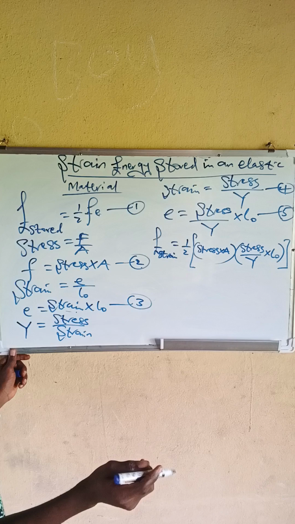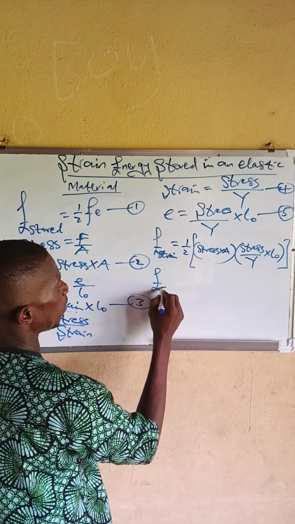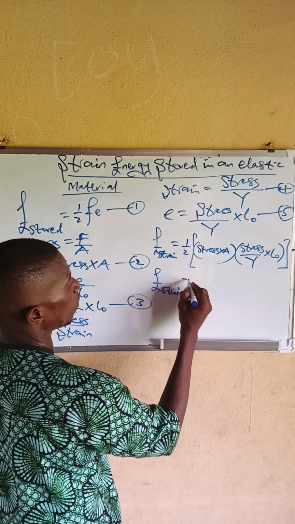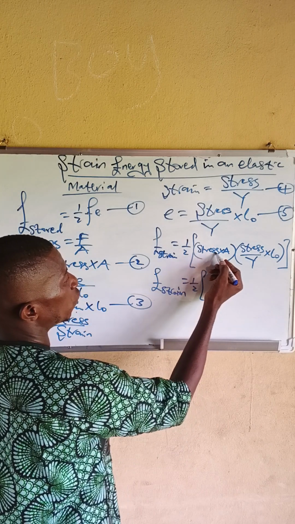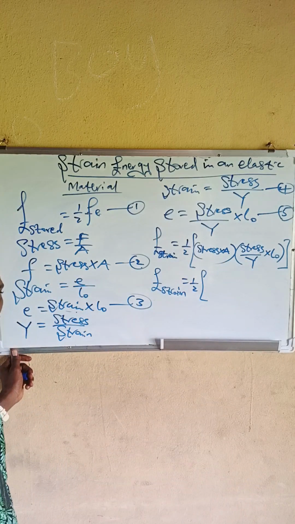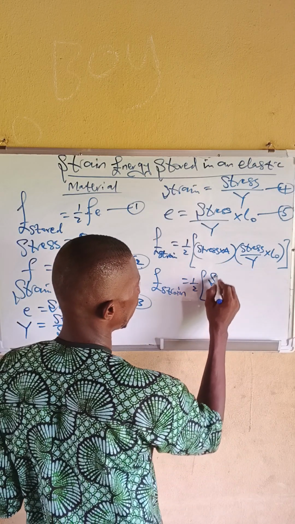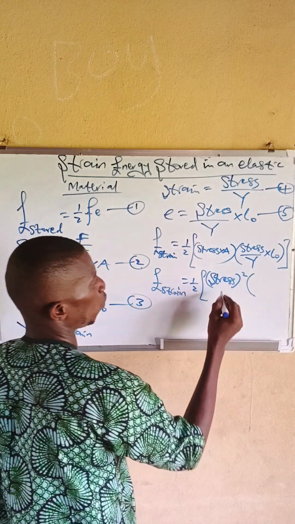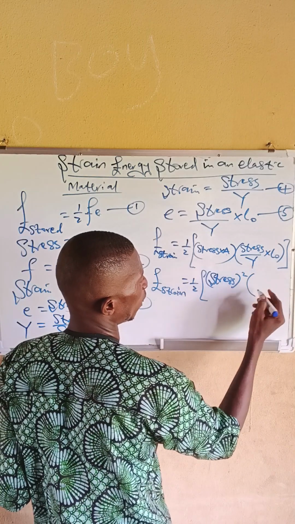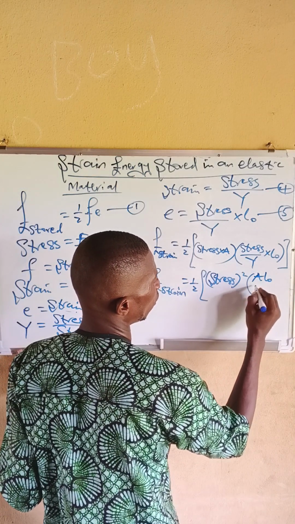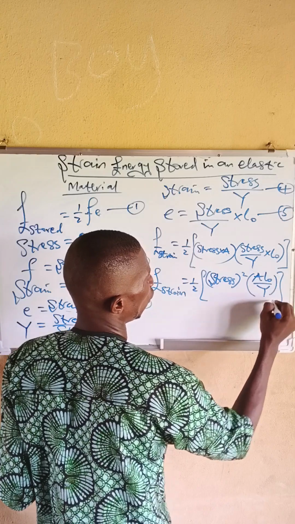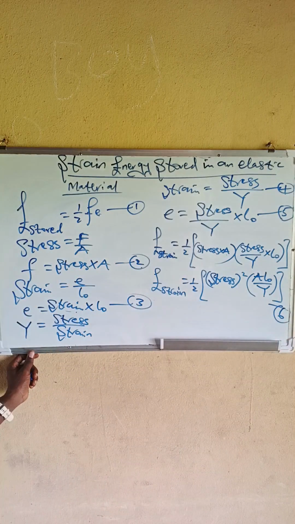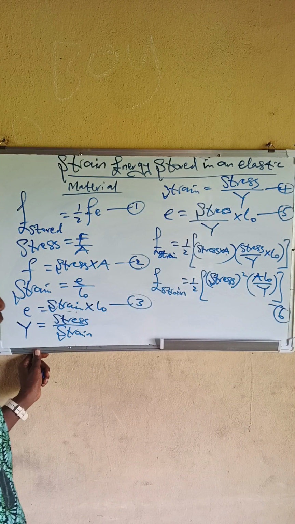Okay, that is that. So strain energy becomes half into stress times stress, which will give me stress squared, into A times L0 over your modulus. So this is the strain energy, which is equation 6. This is the strain energy stored in the material, okay?